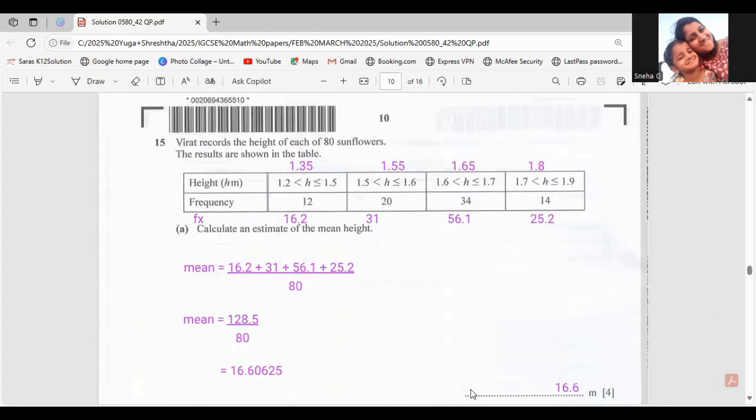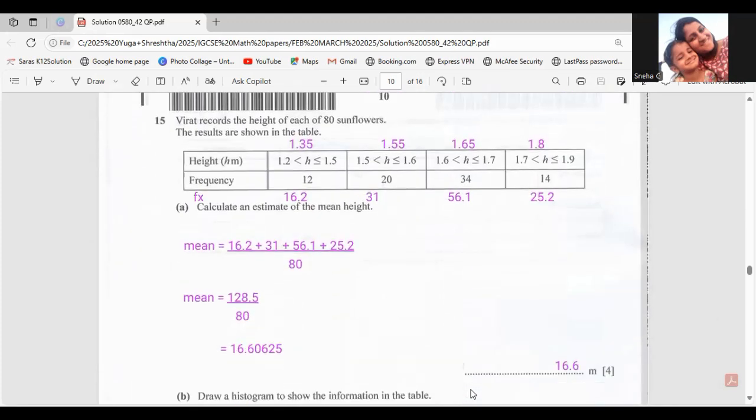I will scroll down further to question number 15. Virat records the height of 80 sunflowers. The results are shown in the table. Here is a table given to you, and you have to calculate the estimate of the mean height. How do we estimate the mean from this table? These are the groups into which the height is divided. For these group headings, we will take the midpoint of the group widths.